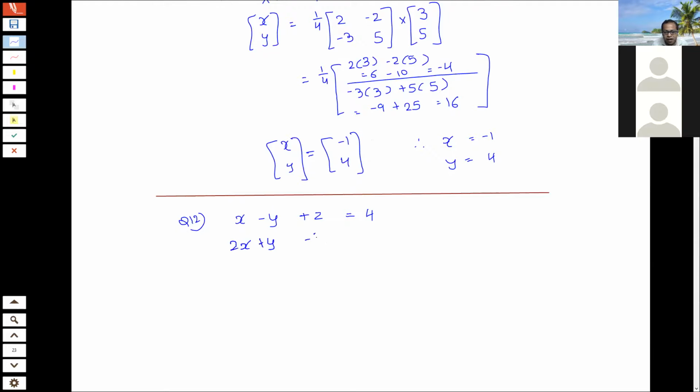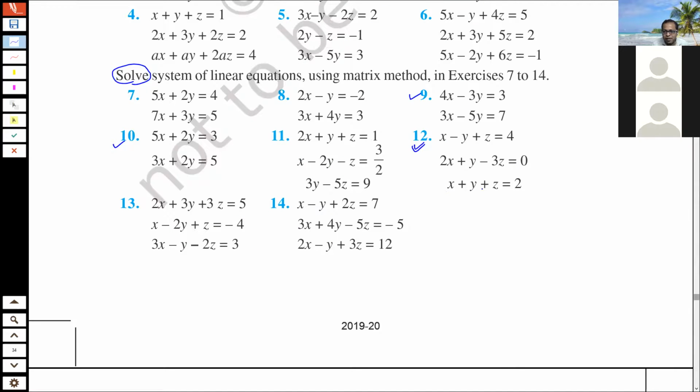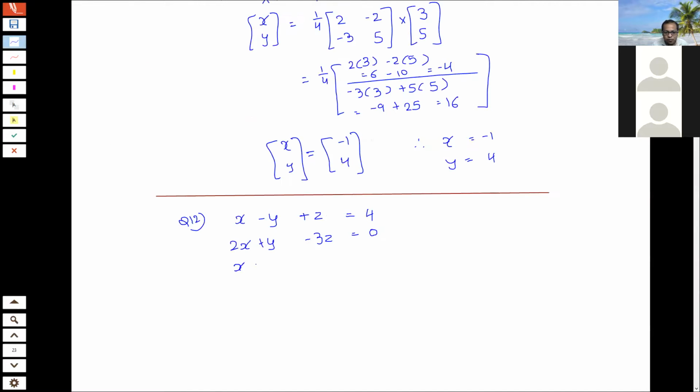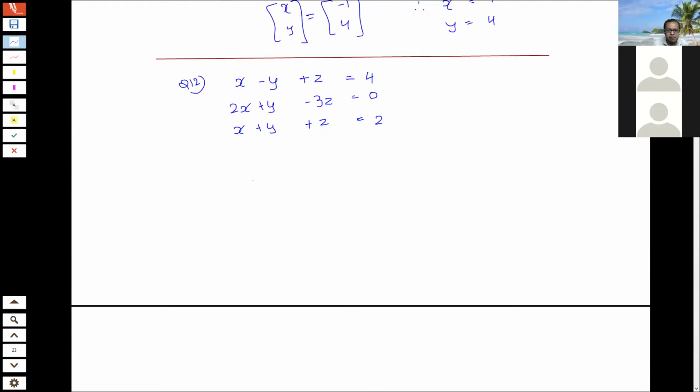2x plus y minus 3z is 0. X, y, z 2. X plus y plus z equal to 2. So the concept remains the same. I will express it like this: 1, 2, 1, minus 1, 1 and 1, then 1, minus 3 and 1.